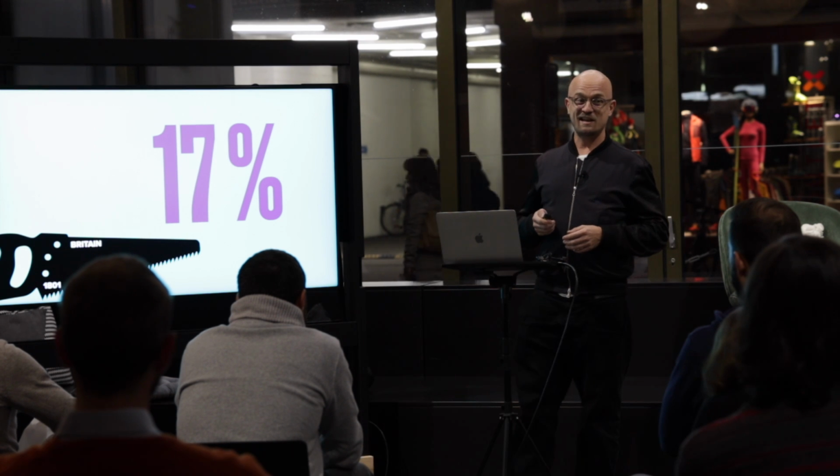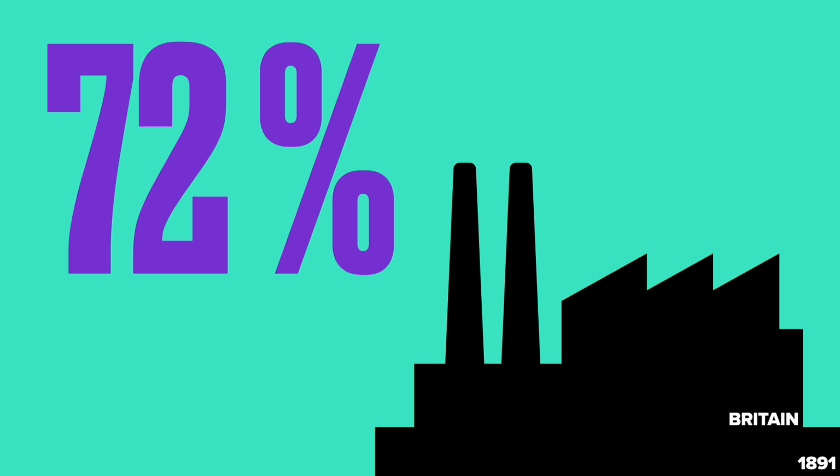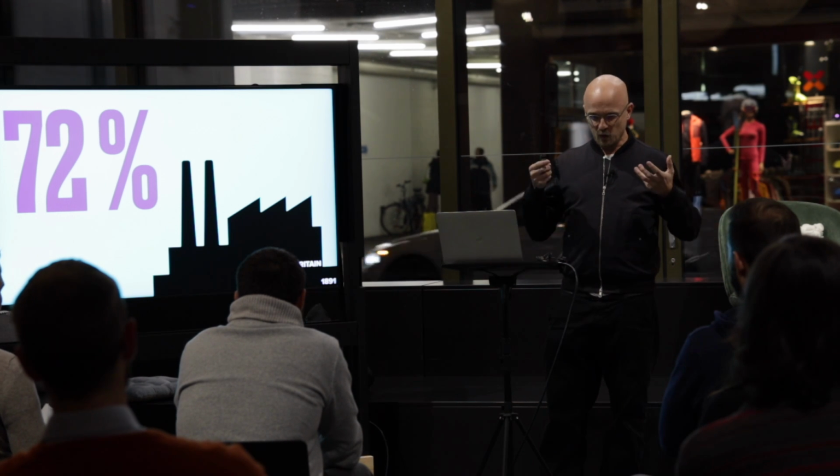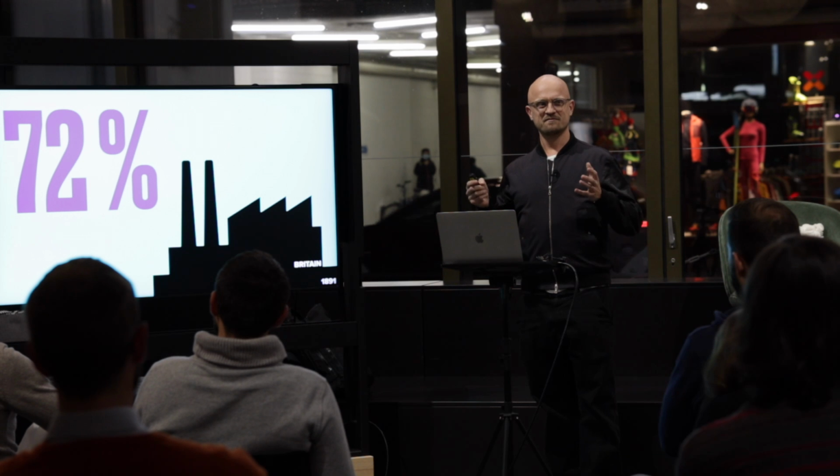By 1891, so within 90 years, that number has grown to 72%. And you can imagine what that does to the infrastructure of a city. It's just an explosion of people. That's probably one reason why middle class average life expectancy was around 45 back then.